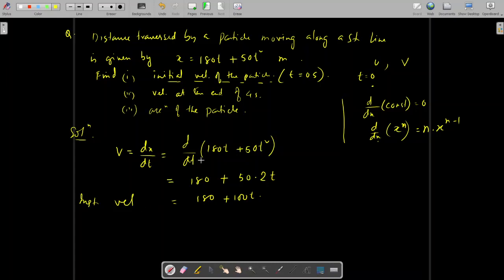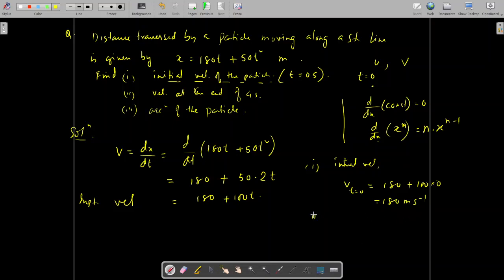Now they have asked you, number one, the initial velocity. I have already said that initial is just at the start when time is equal to 0. At initial, time is always equal to 0. So here we will put t equal to 0 in v. You get 180 plus 100 into 0. So your answer is 180 meter per second. I hope this is clear.